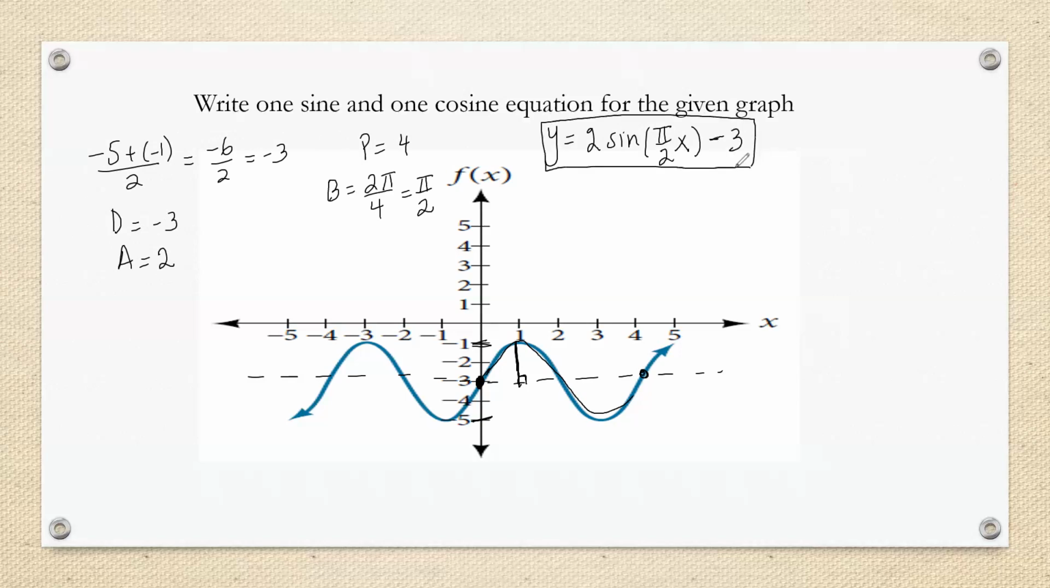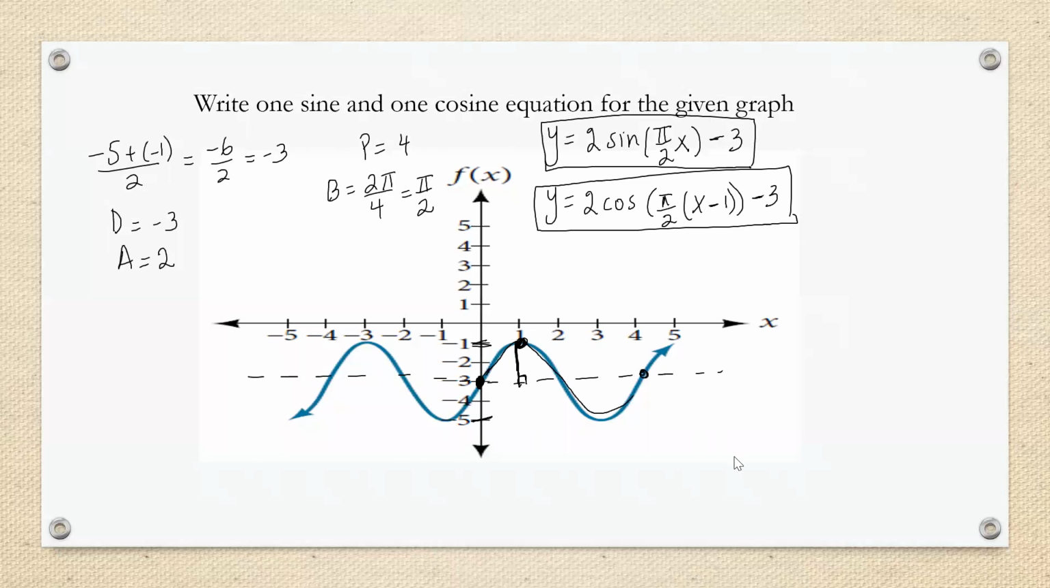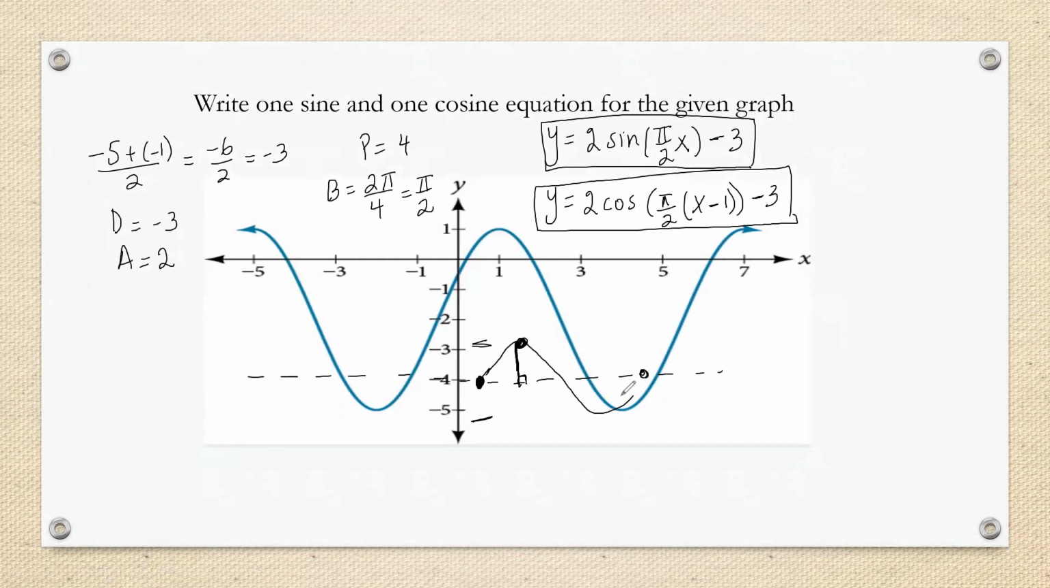If I do want to write a cosine equation, I can start from here. So I'll show a phase shift to the right, and it's starting at the max, so no reflection. Again, I would keep the pi over 2, the B value, out: 2 cosine of pi over 2 times x minus 1, minus 3. And I can distribute that pi over 2 into the x minus 1 factor if I choose to. But as it is, it's also good. So the next one is similar, and I want you to try this on your own. So I'm going to pause here.